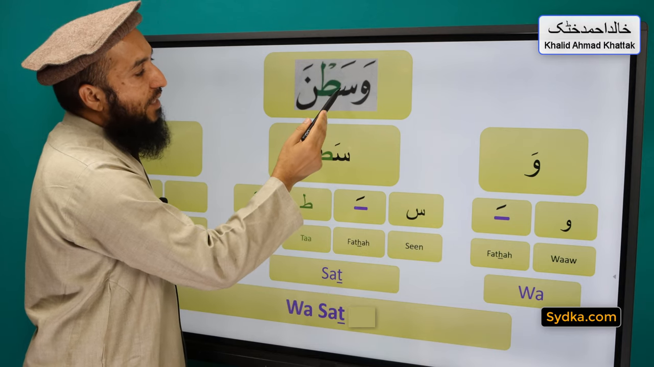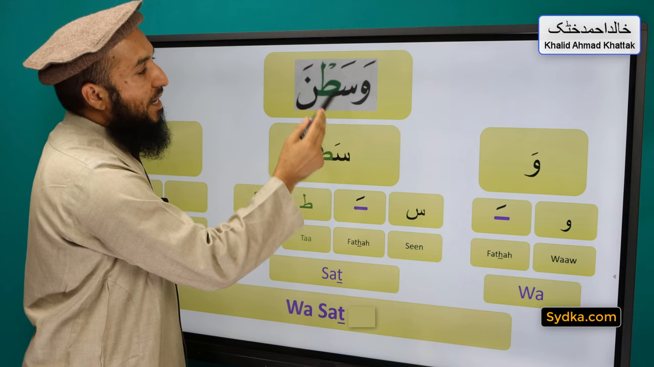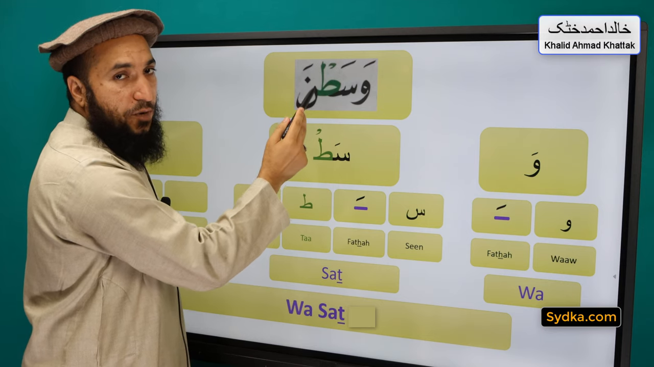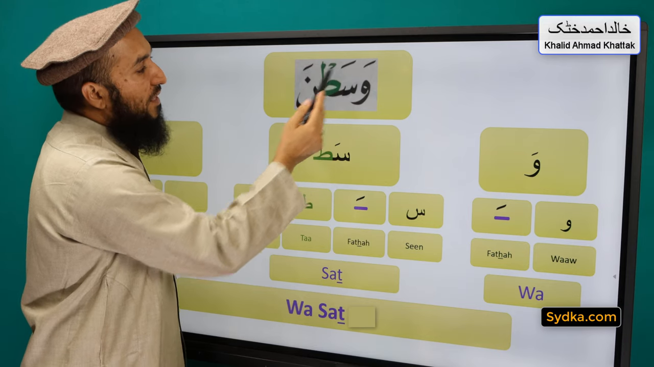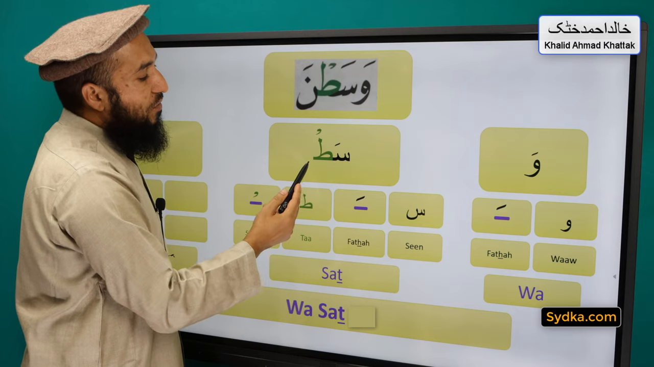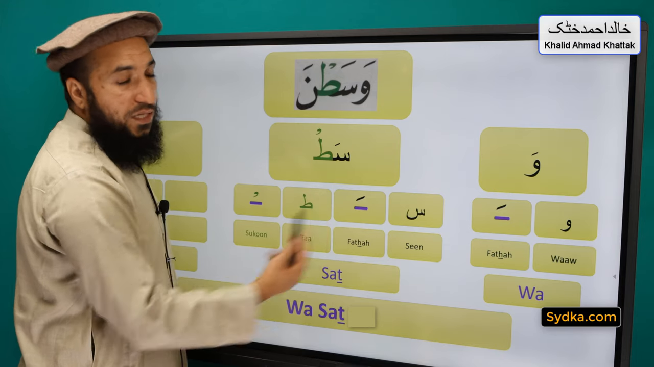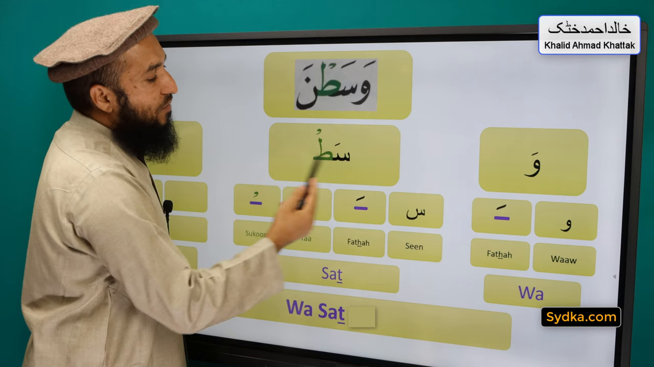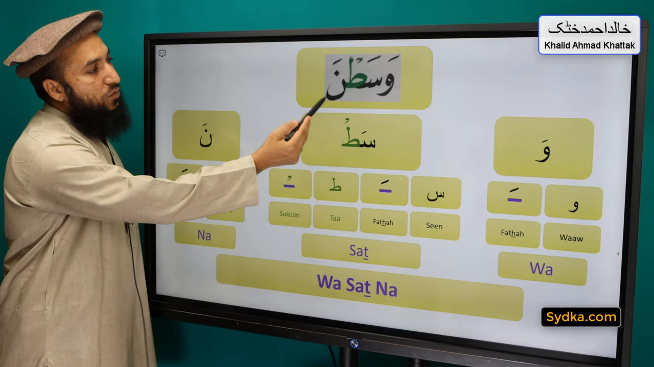The second syllable we have is sin fatha ta sukoon satu. Sin is a light letter, it has fatha on top of it, it is followed by ta, and ta has a sukoon. And ta has the property of qalqala, the extra movement and vibration of the makhraj. Sin fatha ta sukoon satu. Combining these two syllables together, we have wasatu.